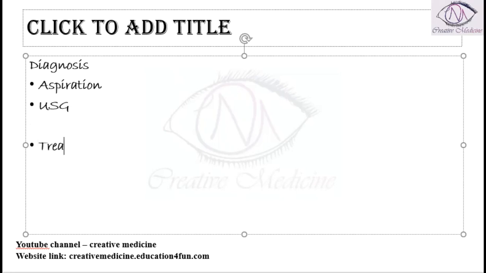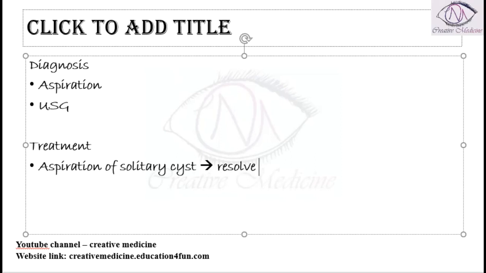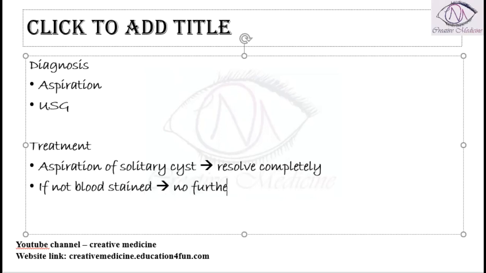Then, treatment of breast cyst. If there is only one cyst, then aspiration of the solitary cyst can be done. In aspiration of the solitary cyst, it will resolve the one cyst which is there. If you aspirate it, it will resolve completely. And if the cyst is not blood stained, then there is no need to do any further treatment. No further treatment is required if it is not blood stained.